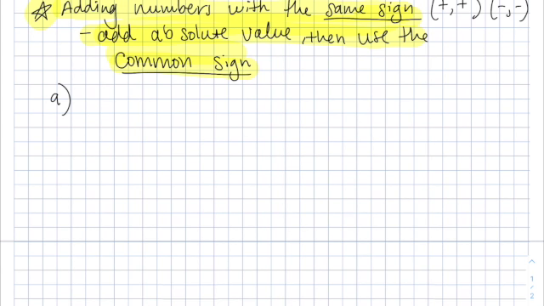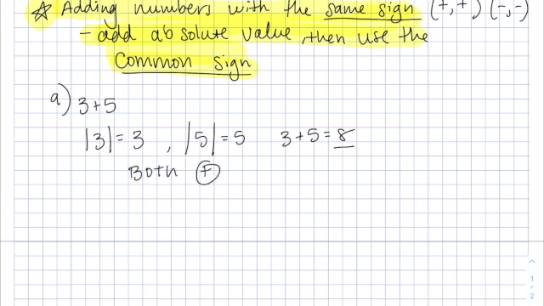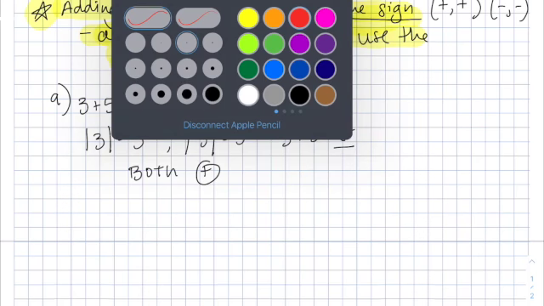So in the examples that we did above, we did 3 plus 5 is equal to 8. If we were to break this down, we're going to take the absolute value of 3, which is just 3, and the absolute value of 5, which is 5, and we're going to say 3 plus 5 equals 8. Both of the 3 and the 5 are positive, so our answer is going to be positive, but again, we don't need to label it as positive.